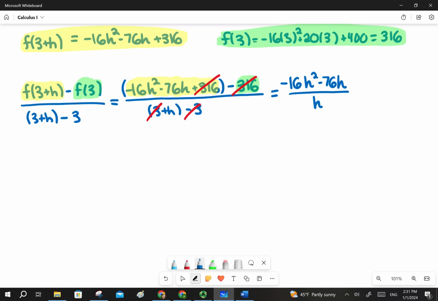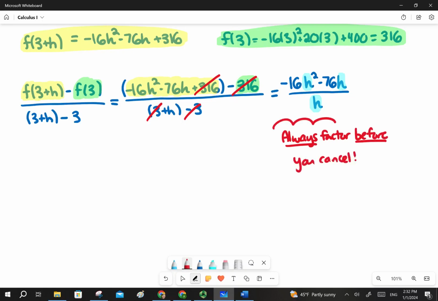Now, because every term left has an h in it, we can factor an h out of the numerator and cancel a factor of h from the top and bottom of the fraction. Notice that I'm using the word factor a lot. You can only cancel factors from the top and bottom of fractions. It might be tempting to cross out terms, but that's never correct. To make sure you never cancel something you shouldn't, remember to always factor before you cancel.